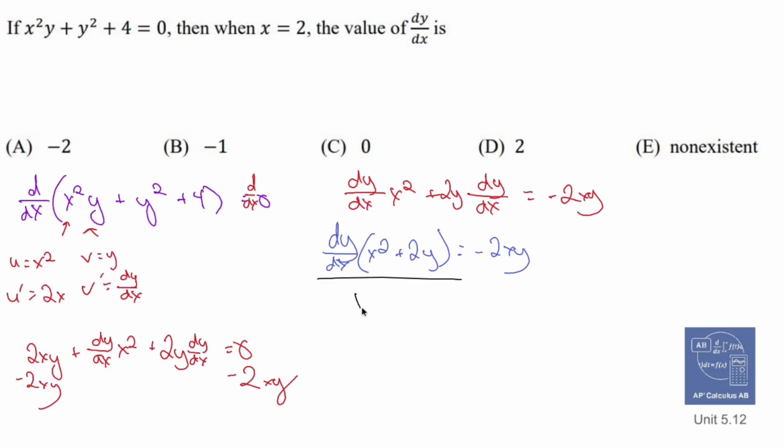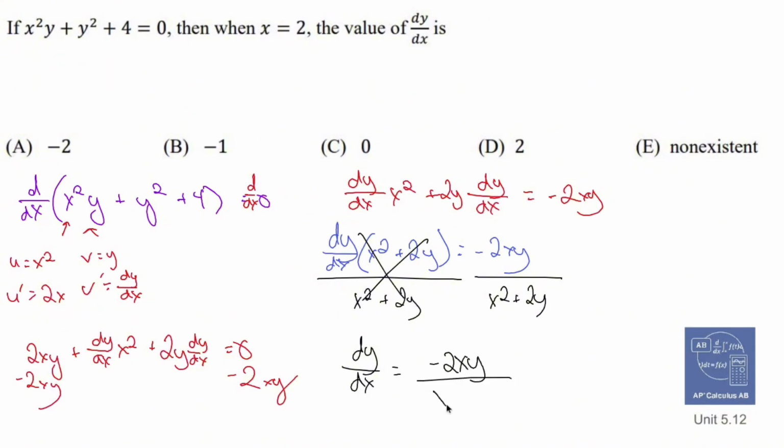Divide both sides by x squared plus 2y. And dy dx will equal negative 2xy over x squared plus 2y. Now I have to plug in x equals 2. Oh, I don't know what y is. Oh, but you know what I can do? In order to find y, I could just plug 2 into every x here and solve for y. All right, so instead of x squared, I have 2 squared y plus y squared plus 4 equals 0.